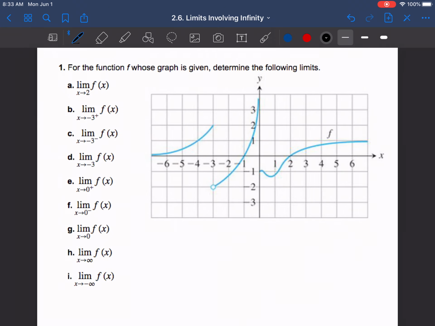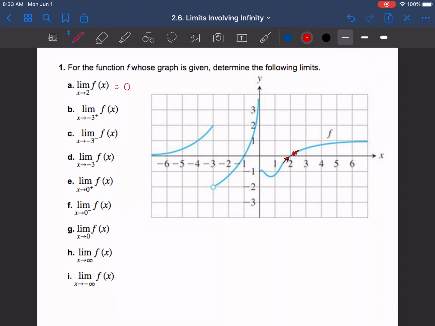So let's take a look here at the next page. For the function f, whose graph is given, determine the following limit. So we're just going to pick these out off of here. So this is something we were doing before. So the limit of f of x as x goes to 2. So here's 2. As we go to 2 from both sides, we're going towards 0 from either direction. Let's put that in red. So as we're going toward this way, and as we go toward it this way, we're approaching that value of 0 right there. So this is just going to equal 0.